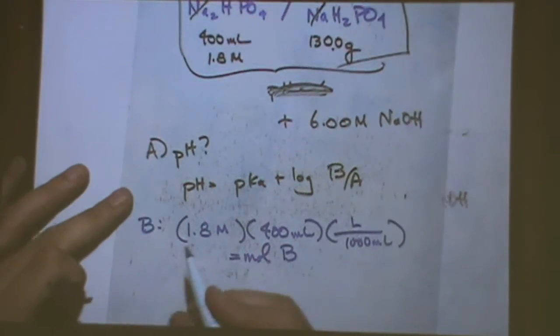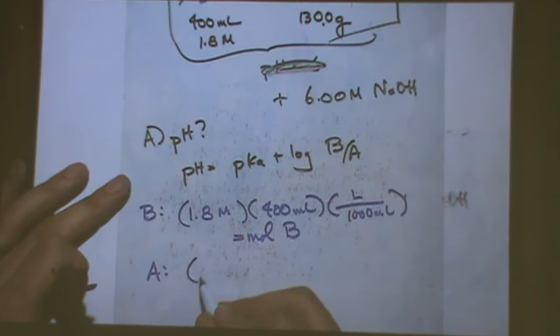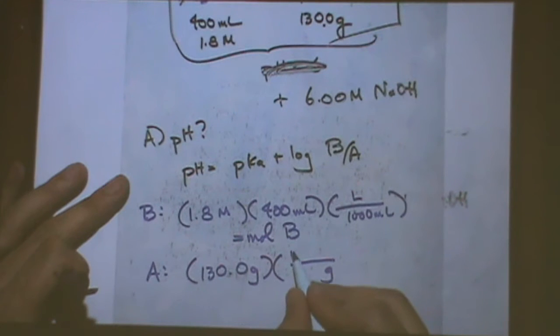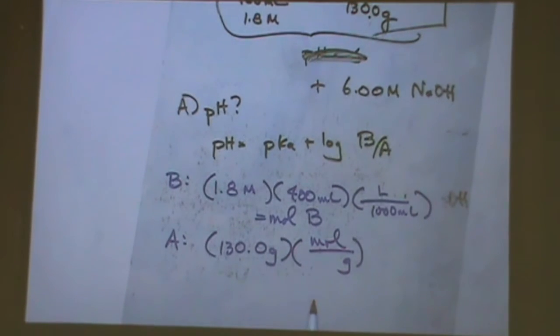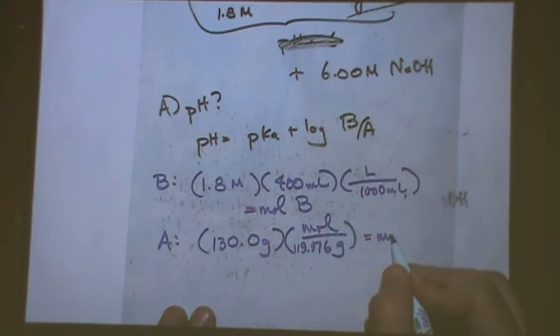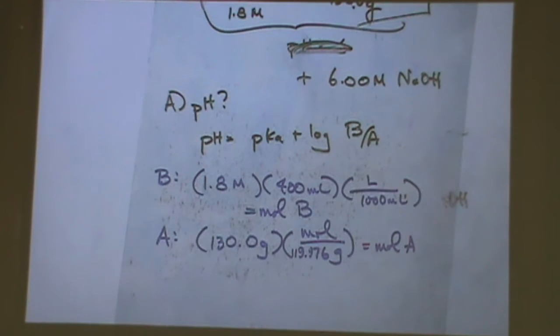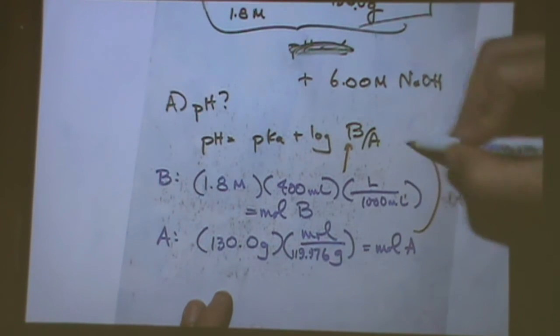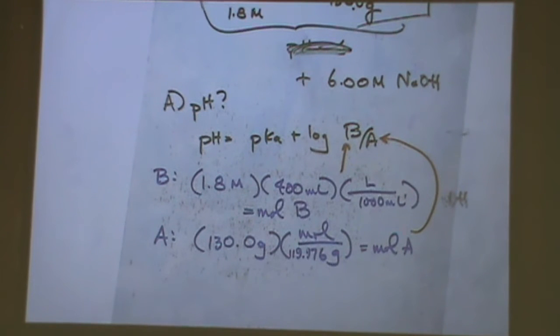Okay, now let's do the same for the acid. Acid, it's 130 grams. Now I need its molar mass. Let me see if it's here in the answer somewhere. 119.976, okay, whatever. All right, so this will be the moles of the acid. Okay, this number is going to go here, and this number on the bottom is going to go there. Is that all right? Okay. So they'll just be numbers. You could calculate that if you want to.